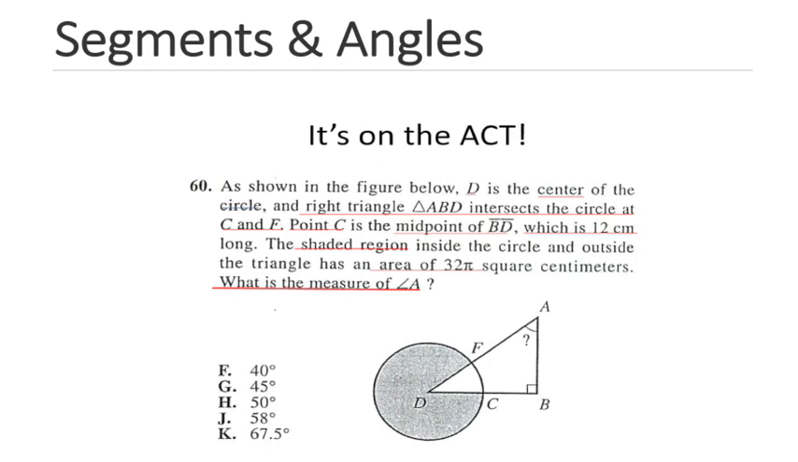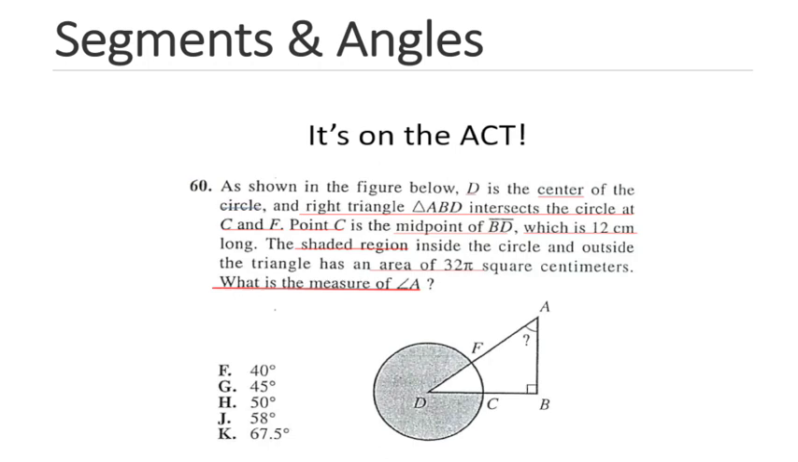And if it's the middle, look at the picture. What do we know if C is the middle? It's half the way. What sides? DC and CB. DC and CB are the same. And how much are they if BD is 12? 6.